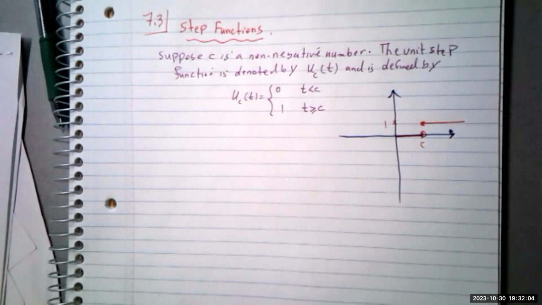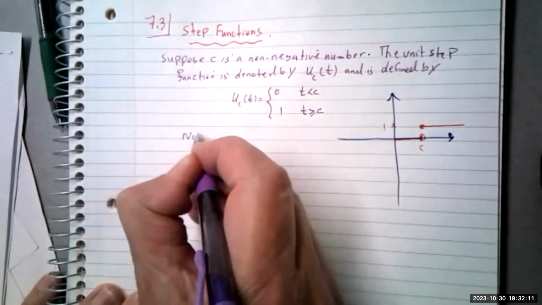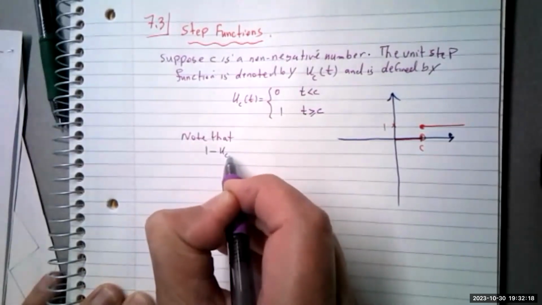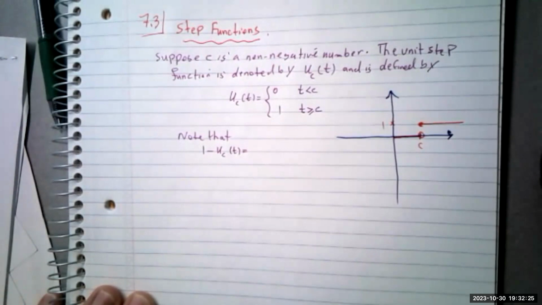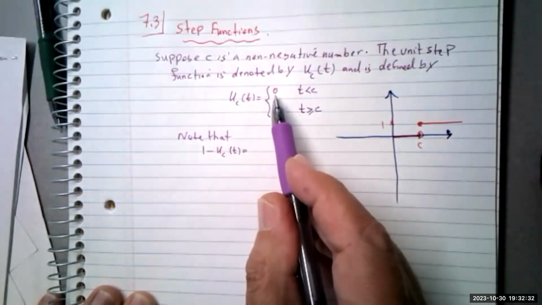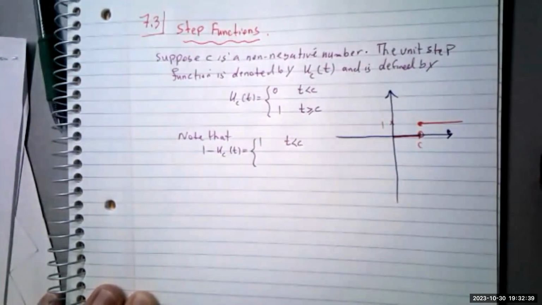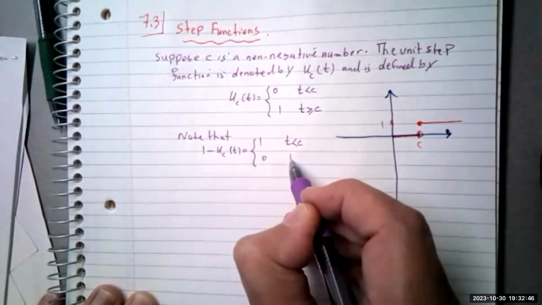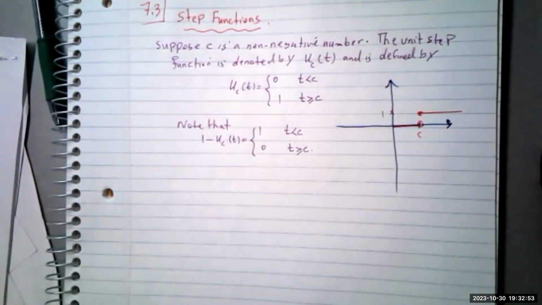But sometimes we need the complement of this. So the format is going to be, in application problems, note that sometimes we need this function, 1 minus u_c(t). Sometimes they like 1, 0 rather than 0, 1. If you consider 1 minus u_c(t), when t is less than c, u_c is 0, so that gives you 1. And the second part, 1 minus 1 would be 0, so that would be 0 when t is greater than or equal to c. Okay, so that would be the unit step function.